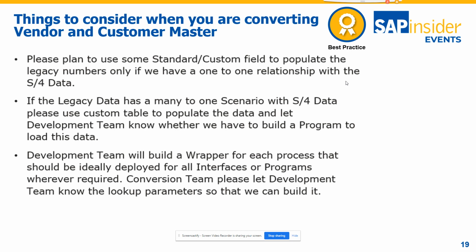Now, the next thing is if the legacy data has a many-to-one relationship, which will be a case where you had multiple vendors that you have now consolidated into a single vendor, because you have the privilege of using multiple addresses and all those things in S4HANA using its business partners. In those cases, you might want to build a lookup table, because that lookup table will tell you the many-to-one relationship.